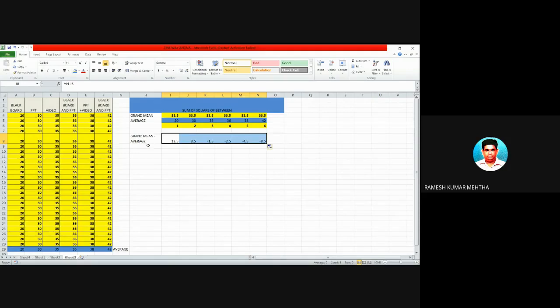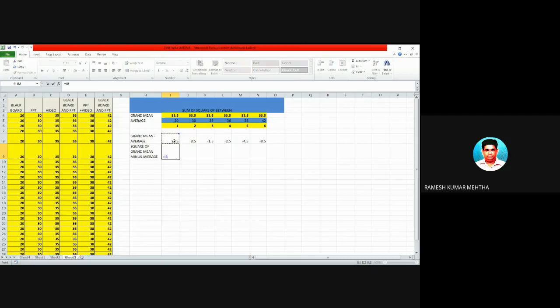Now what you have to do, you have to square it. So let's square the grand mean minus average. Let's grab the text. That is equal to 13.5 into 13.5. We got 182.25, and drag it, and you will get 12.25, 2.25, 6.25, 20.25, 72.5.